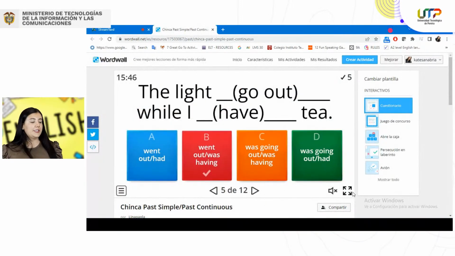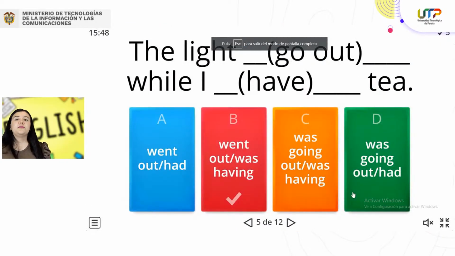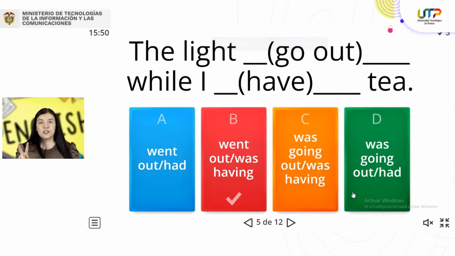All right? So remember that when we have two different actions, we need to identify the interruption, okay? The interruption has to be in simple past. Miren que la palabra misma lo dice, simple, es decir, algo simple, algo conciso, que empezó en el pasado y terminó. Por el contrario, el continuo es algo que estaba sucediendo, ¿sí? Entonces hay que tener muy claro eso. Recuerden que la interrupción siempre va en pasado simple, simple past.